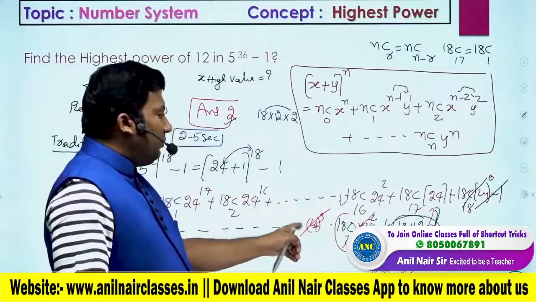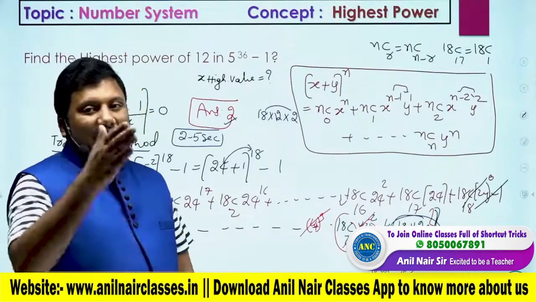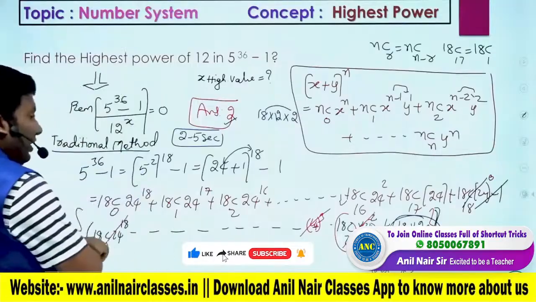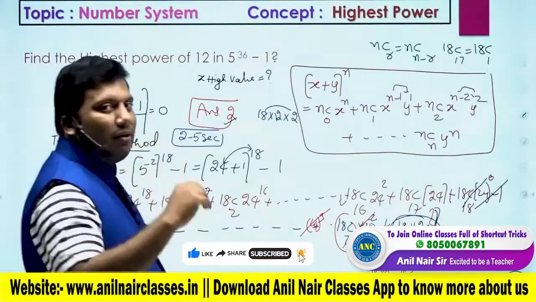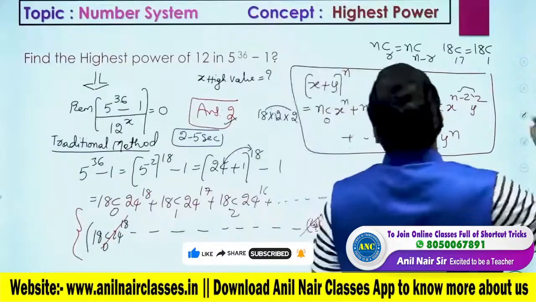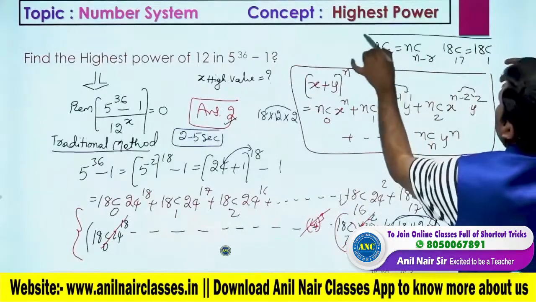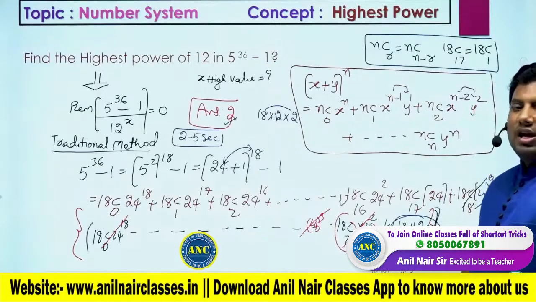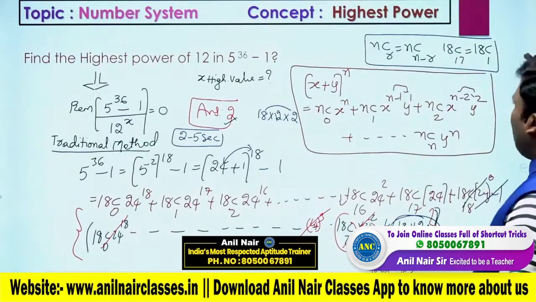18 into 17 by 2. 18 C3 is 18 into 17 into 16 by 6. Like that, the 17 multiple will not come here. So there will be no common term. I hope the idea is clear. NCR is equivalent to NCN minus R.